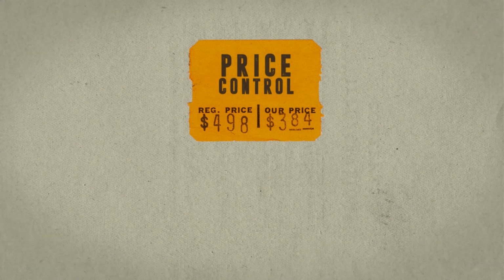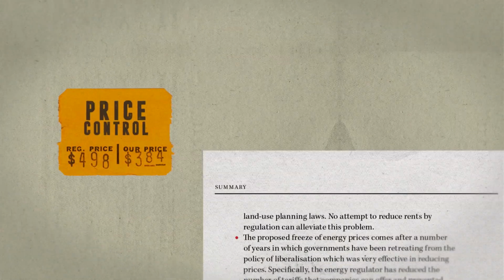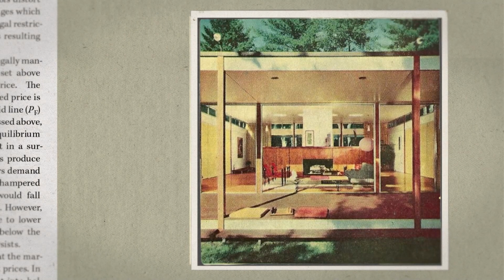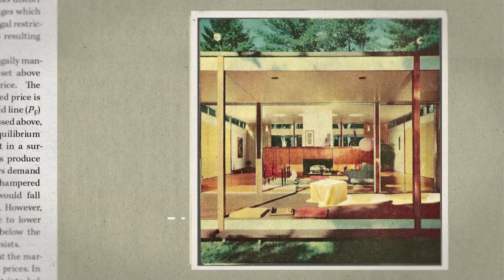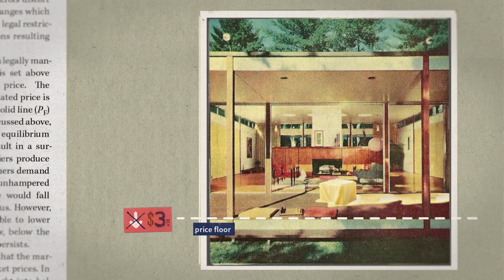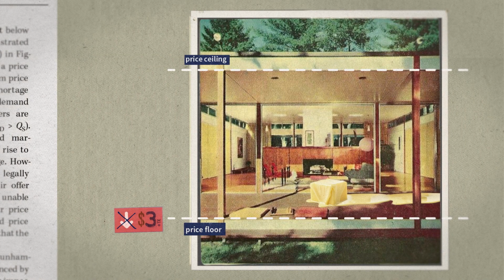Now, price controls. These are government-imposed restrictions on what can be charged for a good or service in the market. There are two kinds of price controls. A floor establishes a minimum price. So a butter floor would not only be very slippery, it would mandate that no one could sell an 8-ounce block for, say, less than $3. Minimum wage laws are another example. Meanwhile, a ceiling sets a government-imposed limit that prevents prices from going over that limit. That's what rent control is, a cap placed on the rent that landlords can charge their tenants.